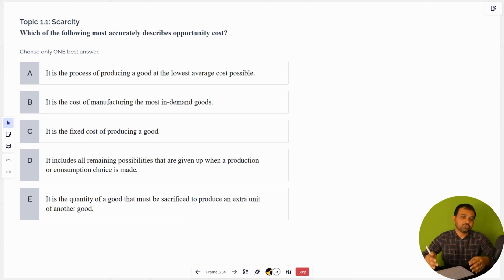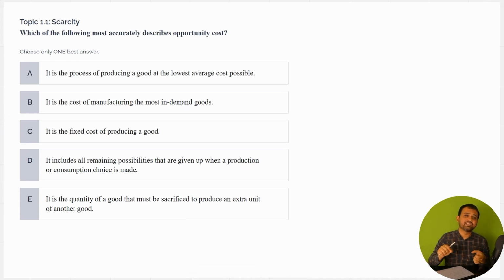In this question, we are given 5 options and asked which one of them most accurately describes the concept of opportunity cost. So what is opportunity cost? Opportunity cost is the next best thing that you give up when you make a choice. So let's do an example.